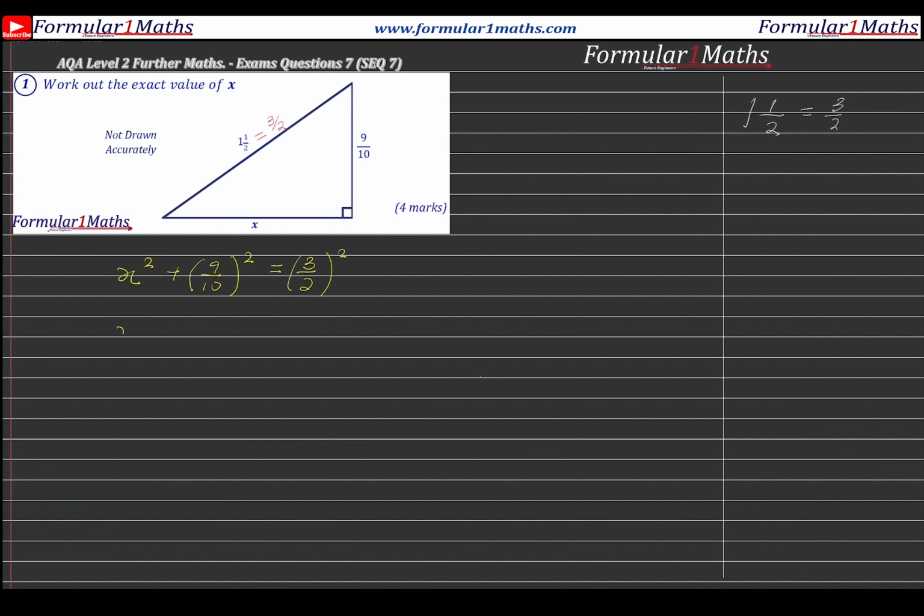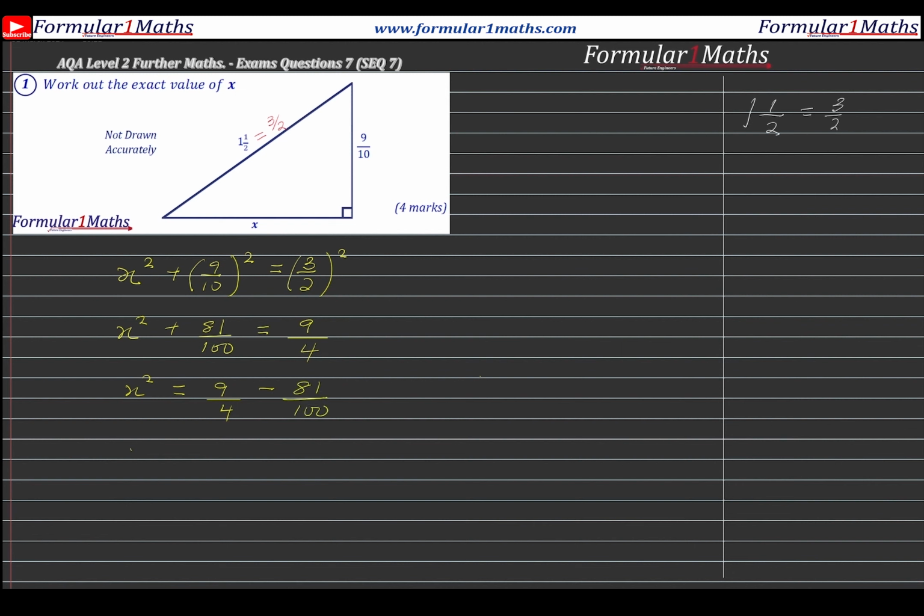So that means x squared plus 81 over 100 is equal to 9 over 4, because 9 squared is equal to 81, 10 squared is equal to 100, and 3 squared is equal to 9, and 2 squared is equal to 4. I can now rearrange to get x squared is equal to 9 over 4 minus 81 over 100.